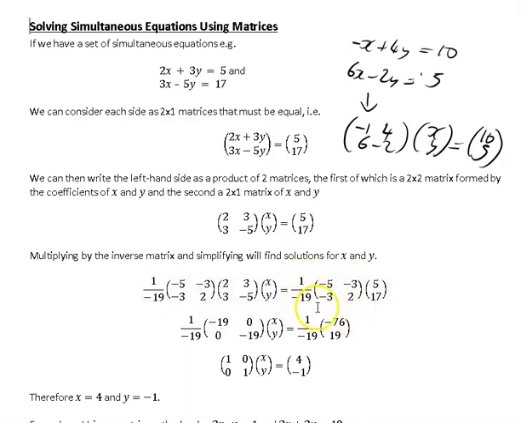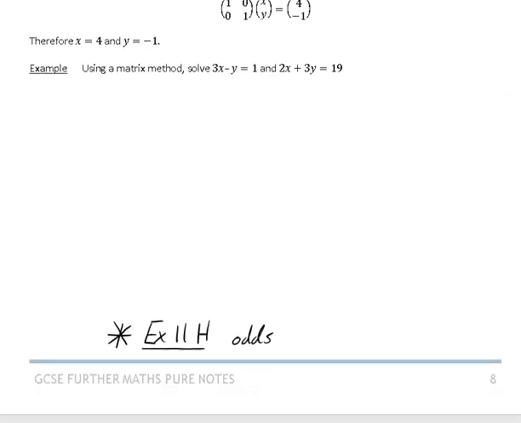So 1 over minus 19 upon minus 5, minus 3, minus 3, 2, and then that gets multiplied by your column vector, 5, 17. And when you do that out, you'll get minus 17, 19, wait, minus 73 and 19, and then that's multiplied by 1 over minus 19, and minus 19 goes into minus 73 4 times, minus 19 goes into 19 minus 1 times, so therefore your x equals 4 and your y equals minus 1. So it's important to put in that wee line as well. Okay, we're going to go on down and look at an example for ourselves.